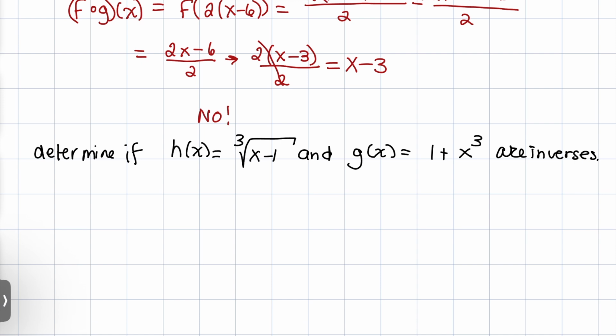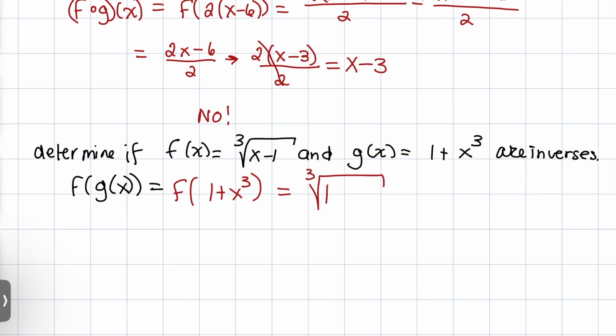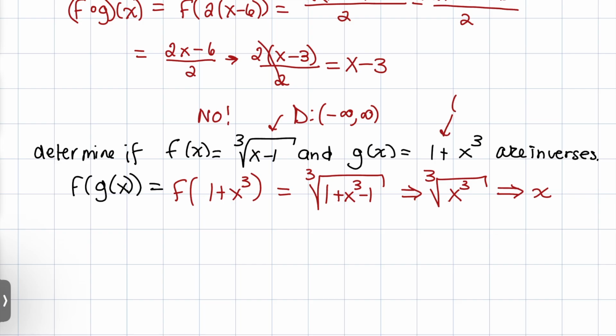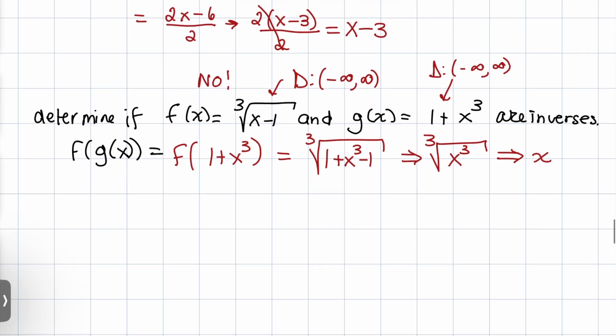The first thing we need to do is find f of g of x. That's our first step. So we get f of 1 plus x to the third, which is the cube root of 1 plus x to the third minus 1, which gives us the cube root of x to the third, which gives us x. Now, something that we didn't mention here was the domains. The domain of this guy is all real numbers. Remember, cube roots, we don't care if they're negative. That's allowed. Same thing with this guy. Domain of this guy is all real numbers. So we can start off saying that there can be an inverse since their domains match.